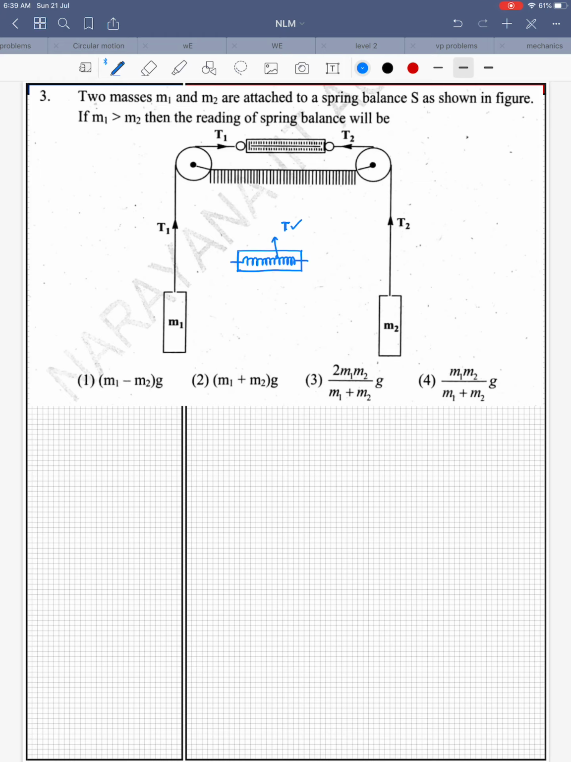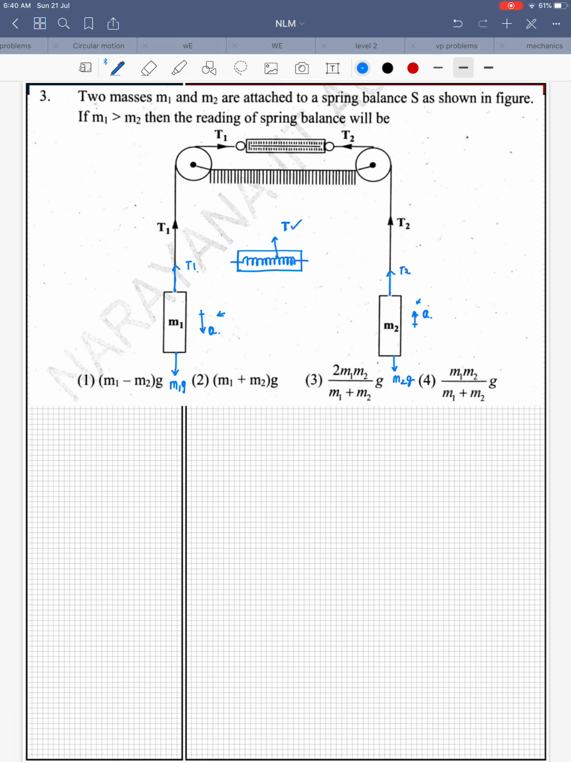If you draw the free body diagrams of both the blocks, here you have tension T1, in contact with gravity, you have M1g. Because M1 is greater than M2, let's say the acceleration is downwards. In here you have T2, and in contact with gravity, the M2g downwards. Because this particular block is moving downwards, this particular block will be moving upwards.